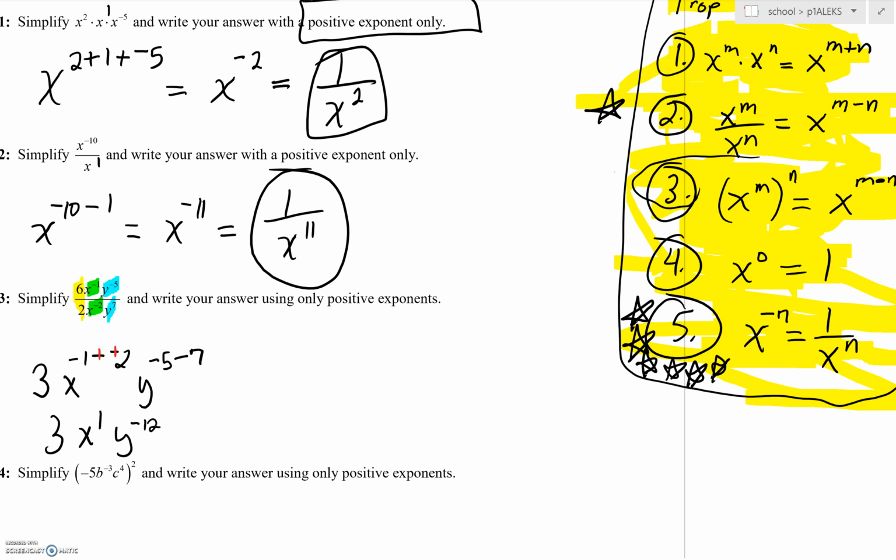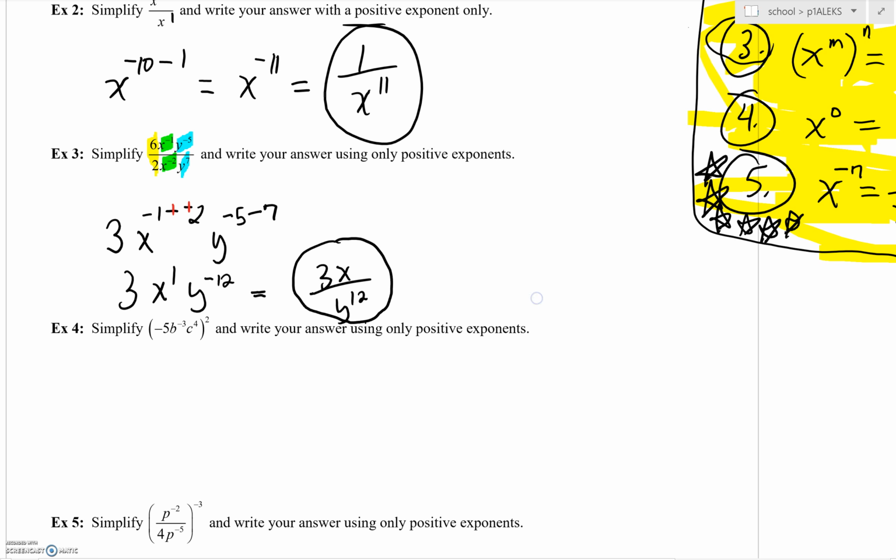But you can't leave your answer in this form because you can't have negative exponents. So what you do is you move the y to the 12th to the bottom. You could leave x to the 1 just as an x, and then you're good to go.